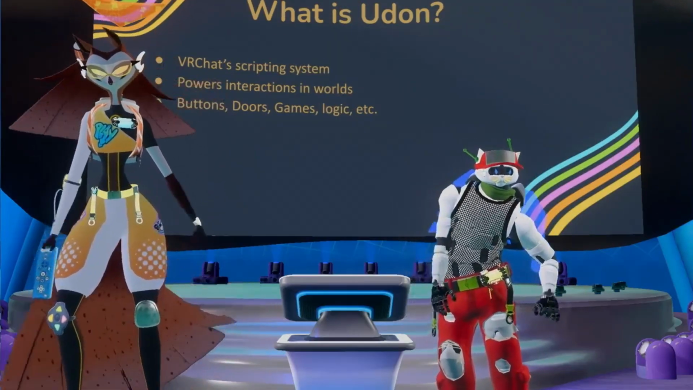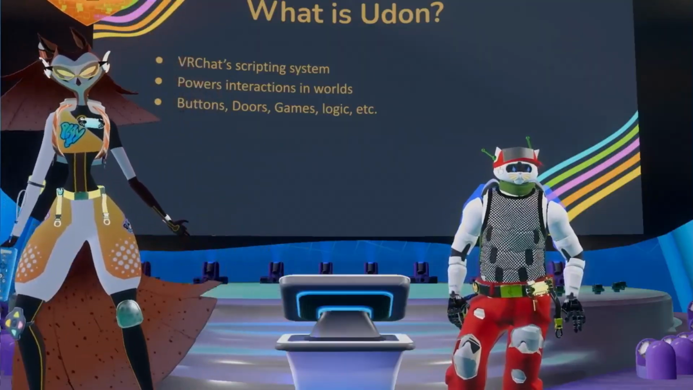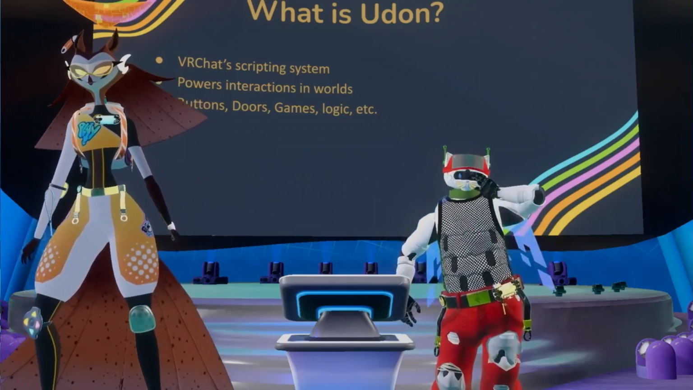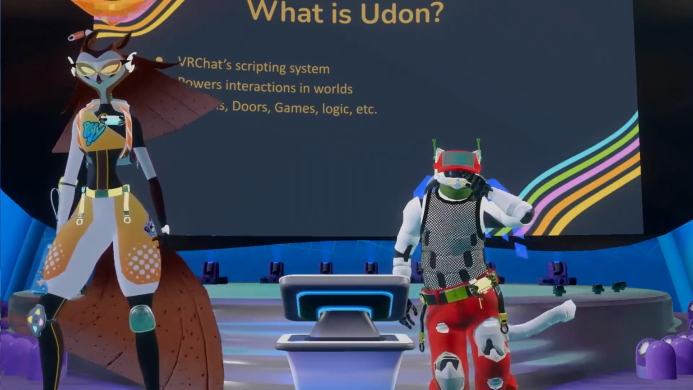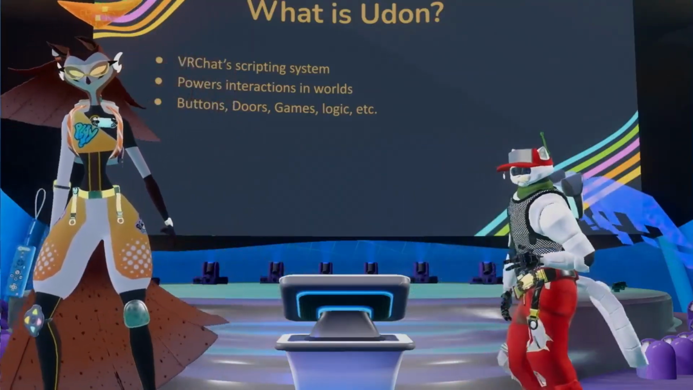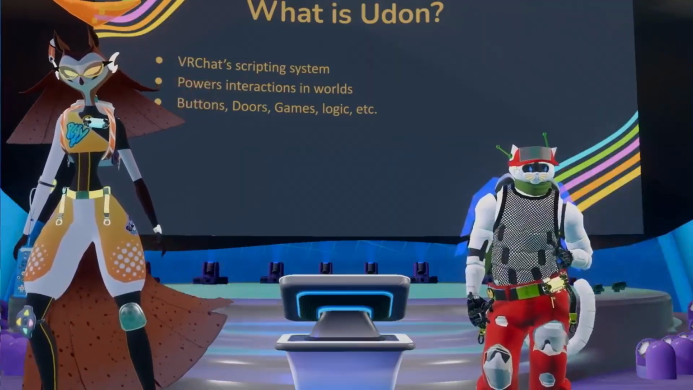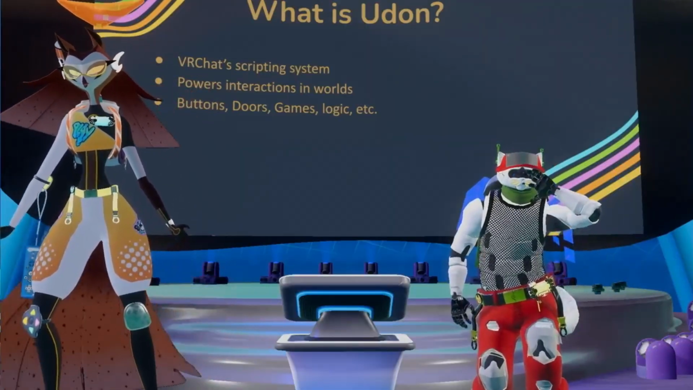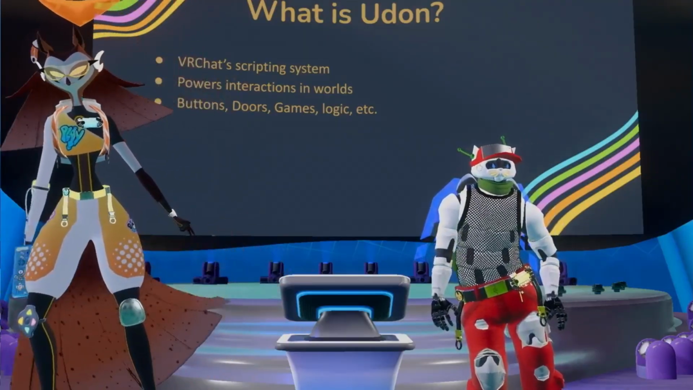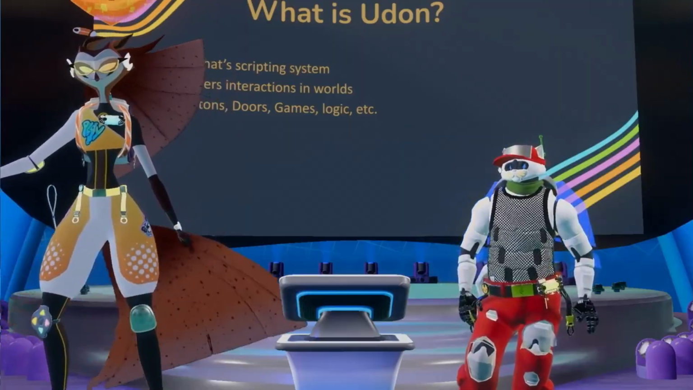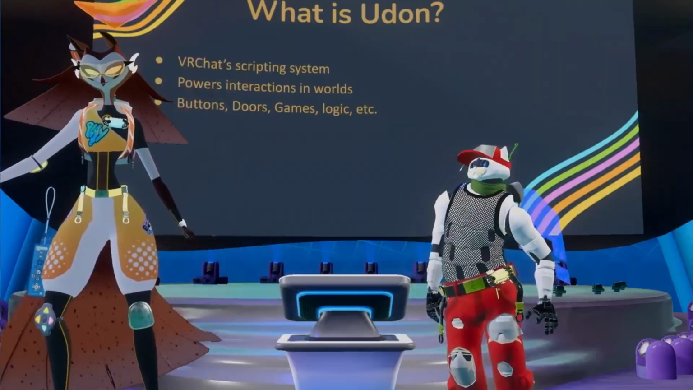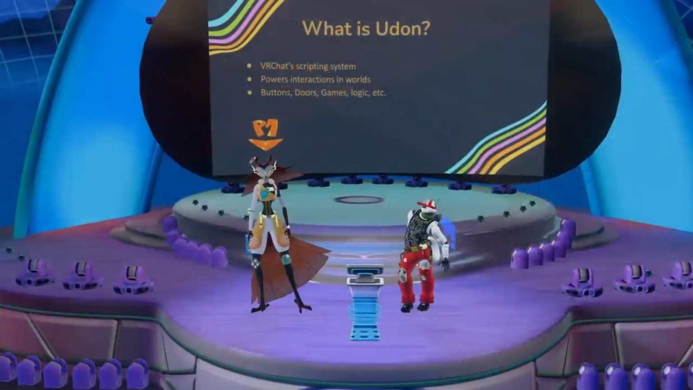Yeah. So what exactly is Udon? At its core, Udon is VRChat's scripting system. It's what allows world creators to make their worlds interactive instead of just static spaces. If you ever interacted with buttons, doors, or played just about any VRChat game world out there, I can almost guarantee that Udon was involved behind the scenes in some way. So really, Udon is what powers interactions in VRChat worlds.